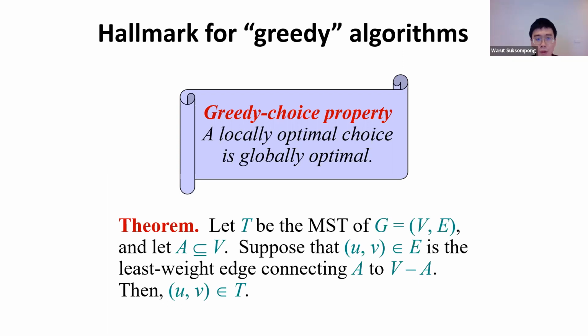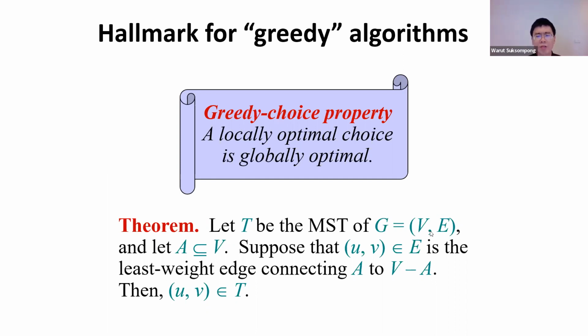So here what we can do is, suppose we look at a tree T, which is a minimum spanning tree, and then we look at any subset of vertices A, where A is a subset of the original set of vertices V. Suppose that UV is the least weight edge that connects A to V minus A. Then we claim that this edge UV has to belong to the minimum spanning tree.